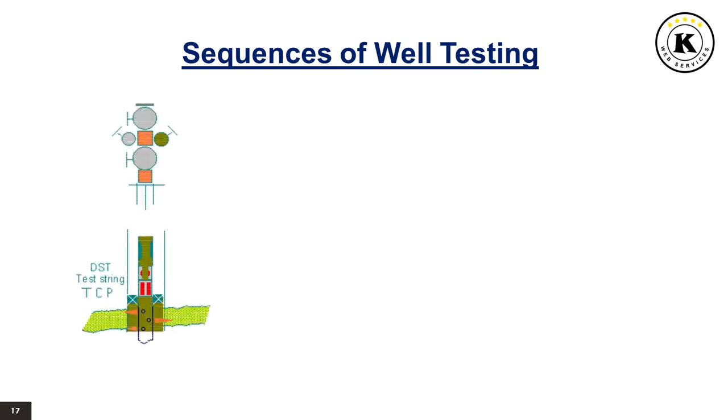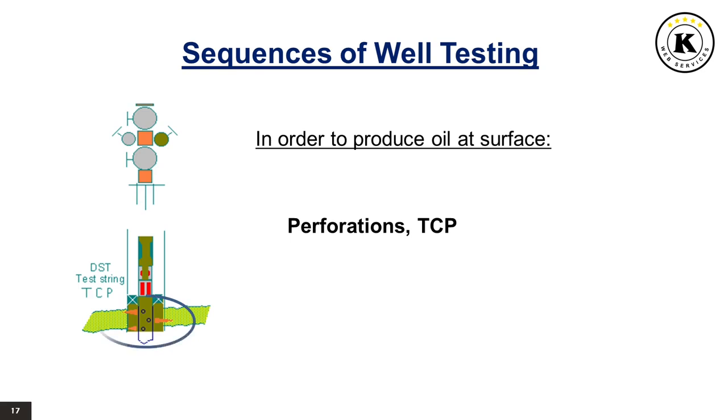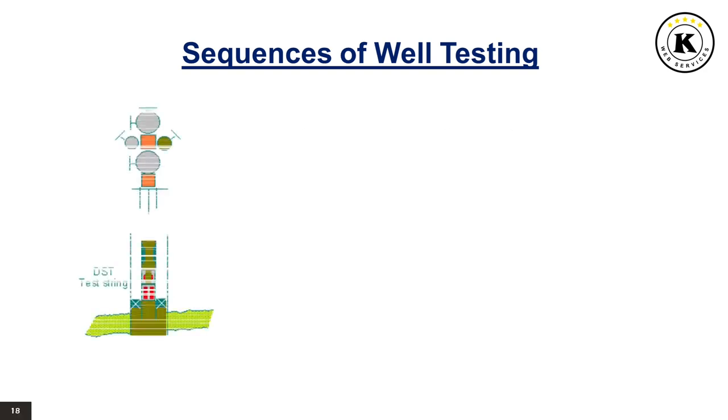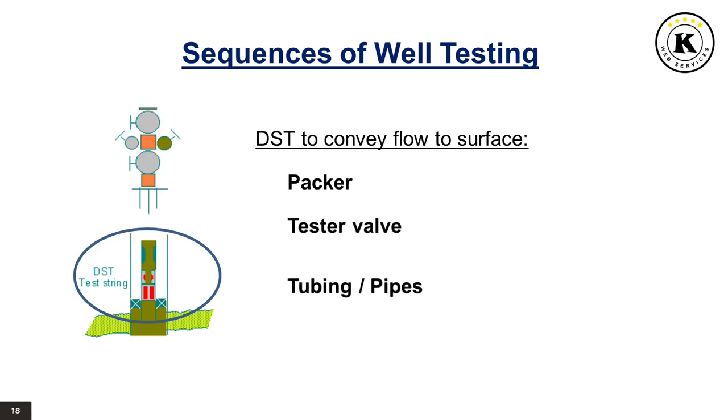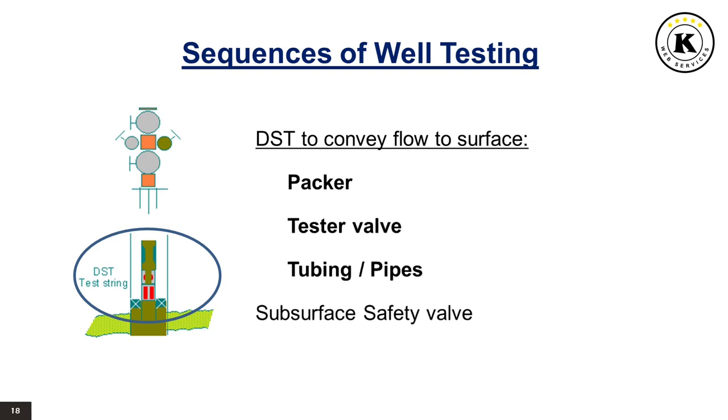Sequences of well testing. In order to produce oil at surface, the first step consists of perforating the reservoir using tubing conveyed perforations, TCP. The next step consists of using the DST drill stem test equipment to convey the flow to surface. The main DST equipment includes the packer, the tester valve, the tubing or drill pipes and, eventually, the subsurface safety valve.